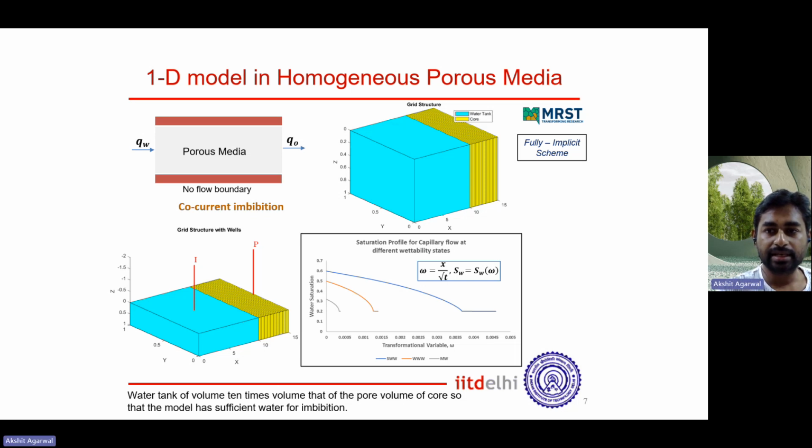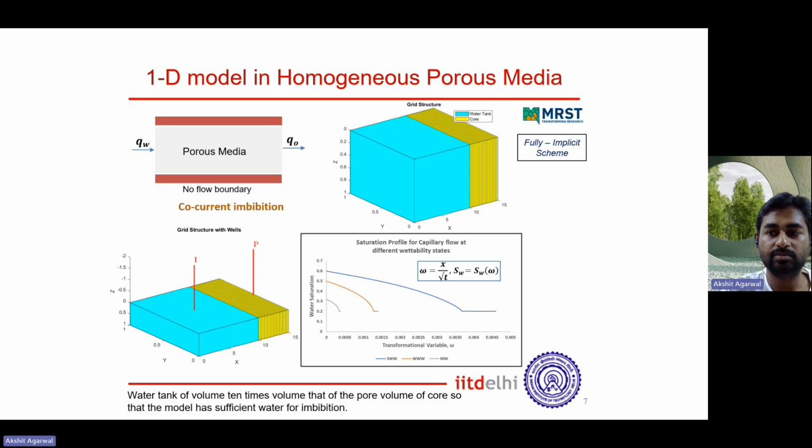We placed an additional grid cell with a pore volume 10 times that of the core at one end of the setup, which acts as the water tank. The boundary conditions in the simulation are controlled by using wells. We position one injector well in the water tank and one producer well at the other end of the core, with the pressure of both wells being the same to allow for the capillary driven flow.